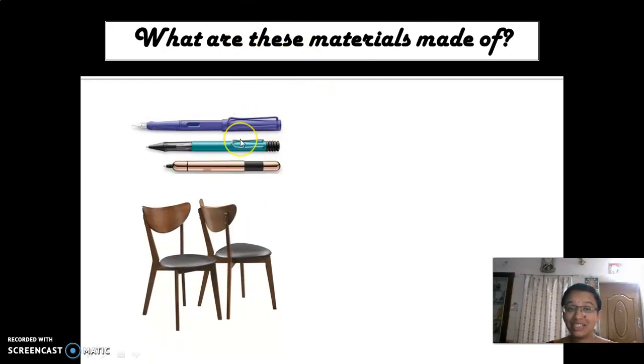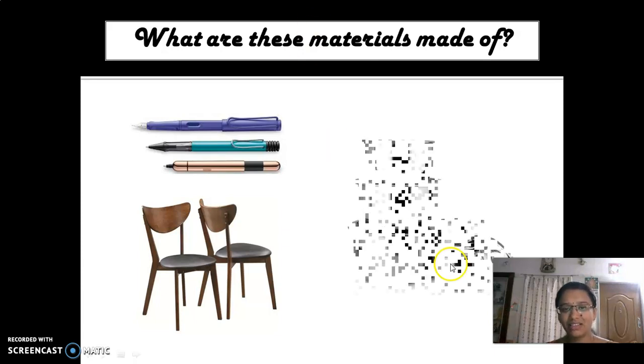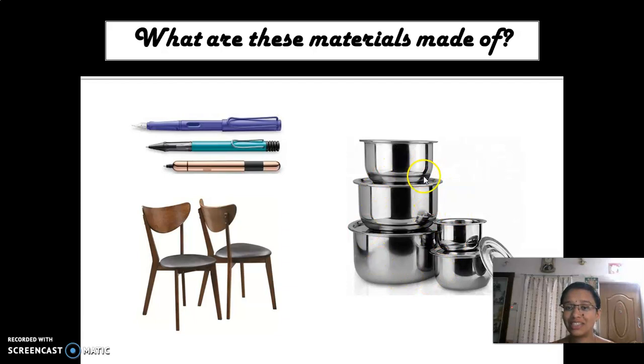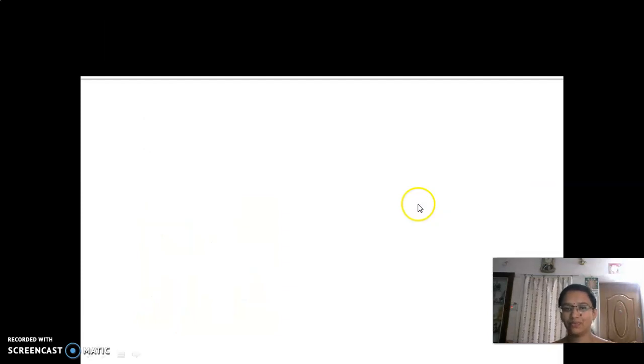Now look here, what is this pen made up of? It is made up of plastic. And this chair is made up of wood, and chairs can also be made with the help of iron. Next, what is this? Utensils. Utensils are made up of steel.